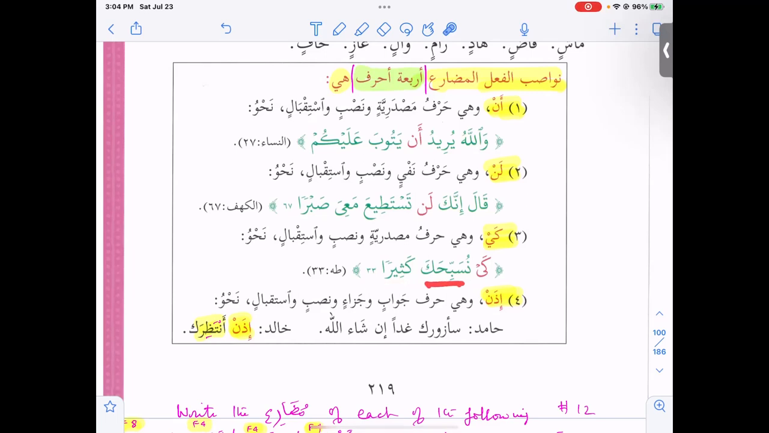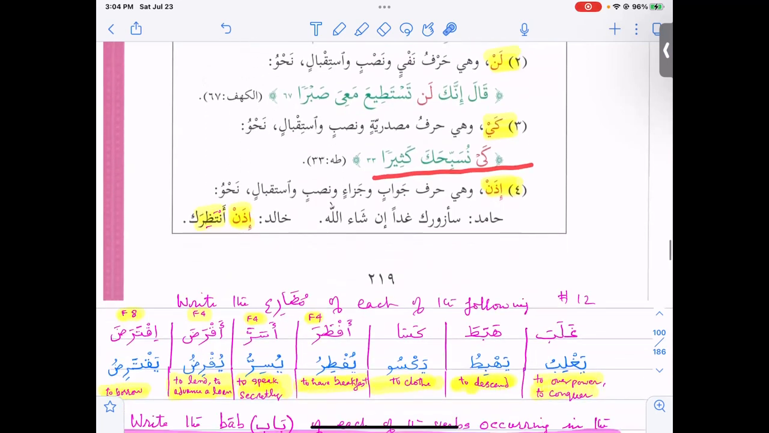Nusabbihaka. This is Musa alayhi salam, and he asked Allah to send his brother Harun alayhi salam to go together to Fir'aun. Musa alayhi salam says that we together will glorify You a lot. Nusabbihaka: we, meaning two brothers, will glorify You a lot. Izan is the other one.